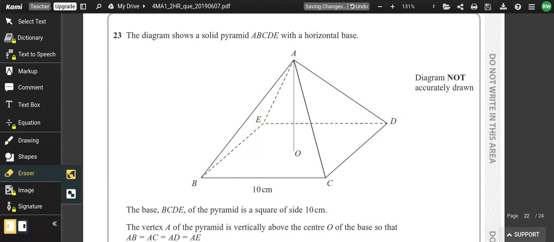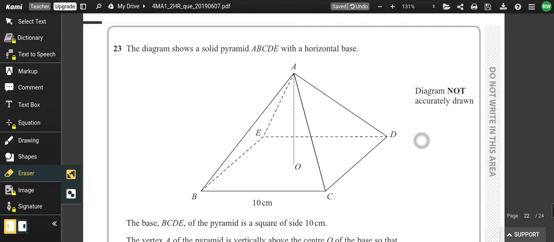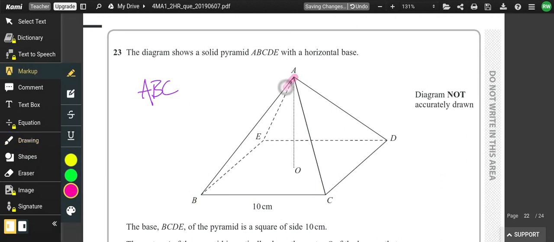Question 23 is some 3D Pythagoras and trigonometry. So let's have a look at what we have. The base of the pyramid is a square, and then we have 4 triangles to make up this pyramid. So let's work out the surface area of the pyramid. So let's have a look at a triangle ABC. So let's just highlight that there.